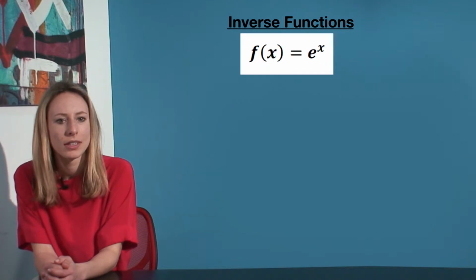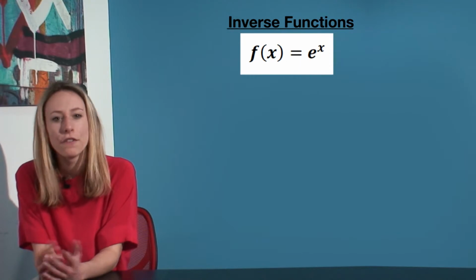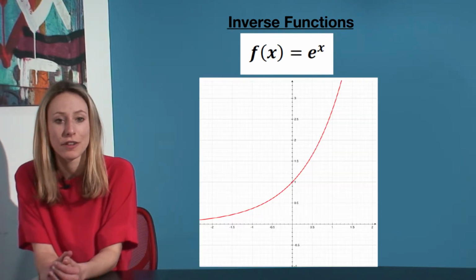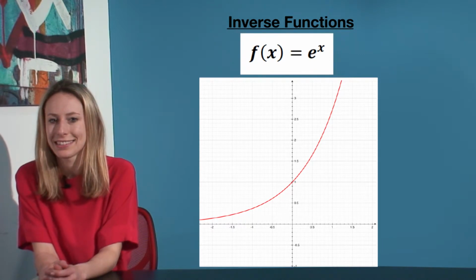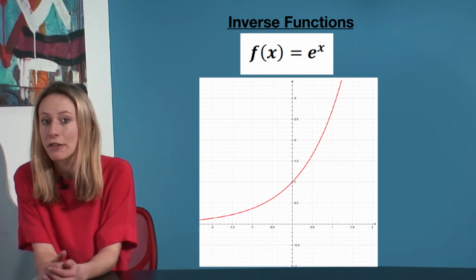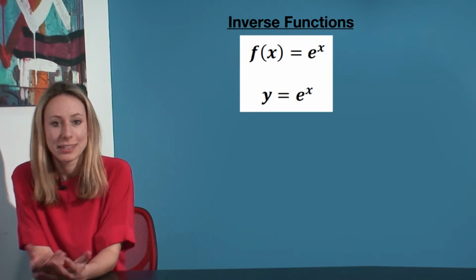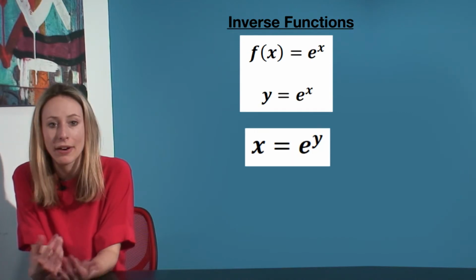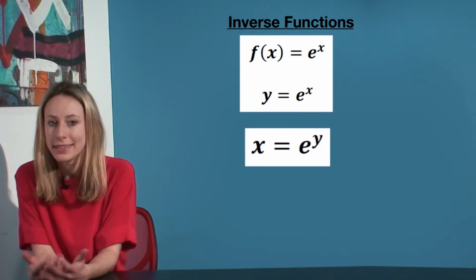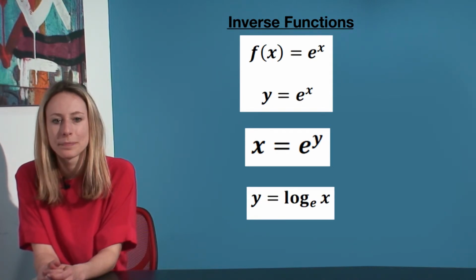For example, let's find the inverse function of f of x equals e to the x. First, we need to check if it is a one-to-one function. Using our simple test from before, we can see that it is. As such, it can have an inverse function. First, change f of x to y to make things easier for ourselves. To find the inverse, we swap our x and y values. Now, using log laws, we can rearrange to get y by itself.